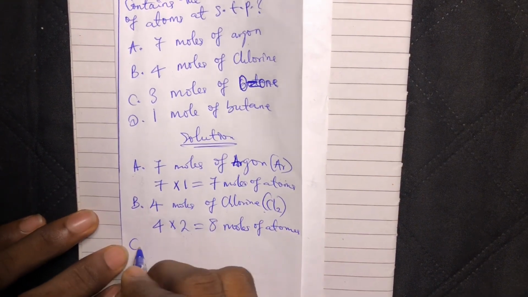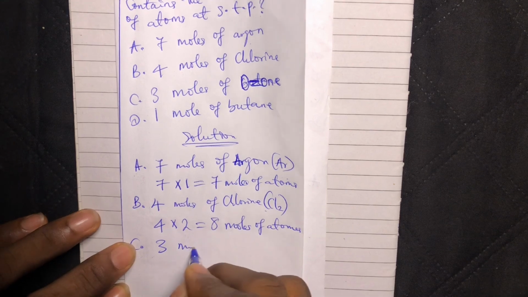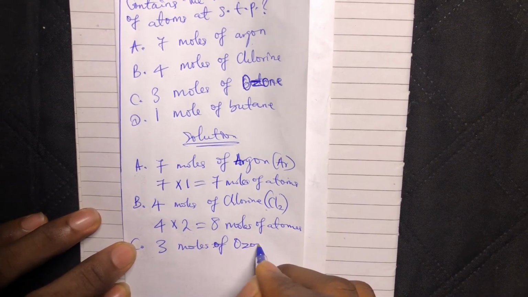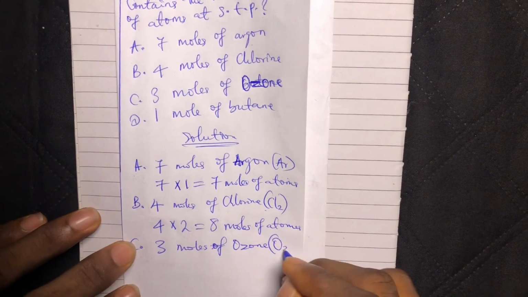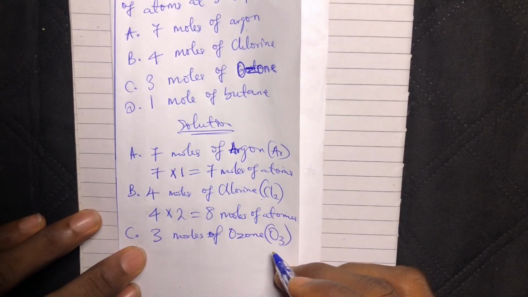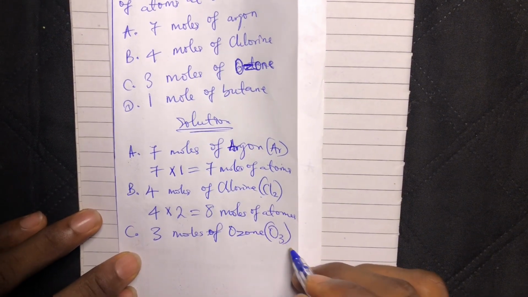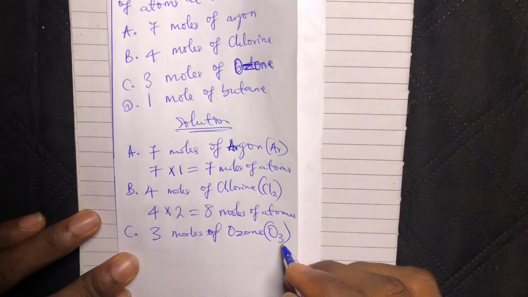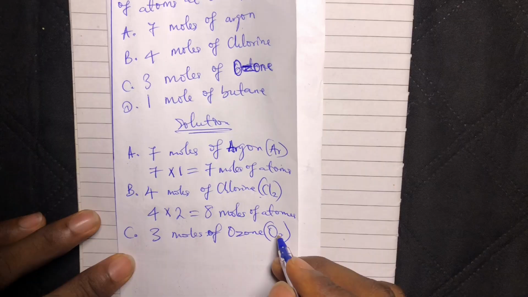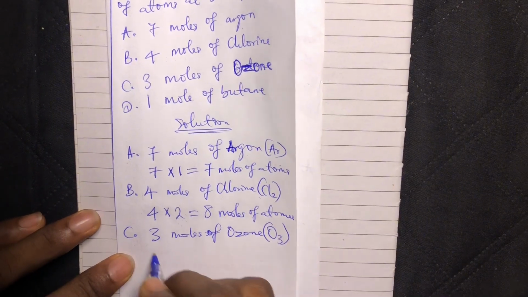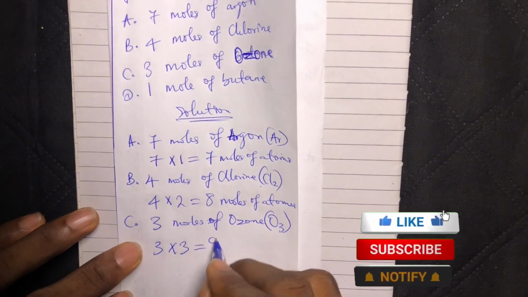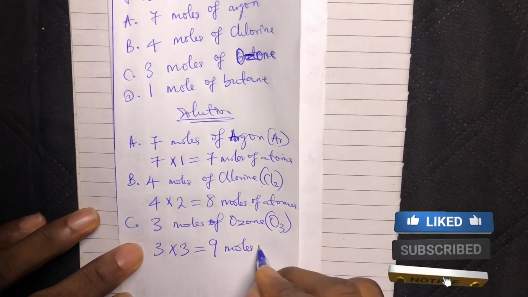Now looking at option C, which is 3 moles of ozone. Now, ozone is a triatomic substance, and what that means is that it is 3 atoms of oxygen. So that is why it is called triatomic. And if it's triatomic, we are going to have 3 moles times 3, which is 9 moles of atoms.